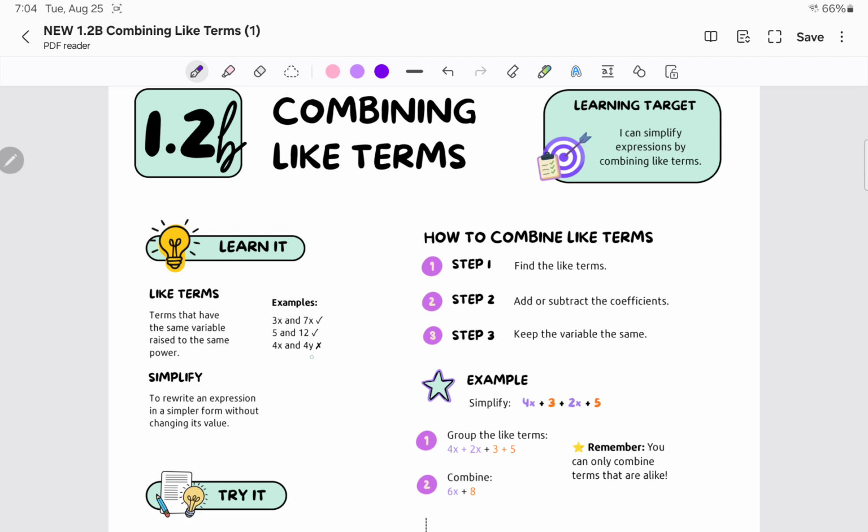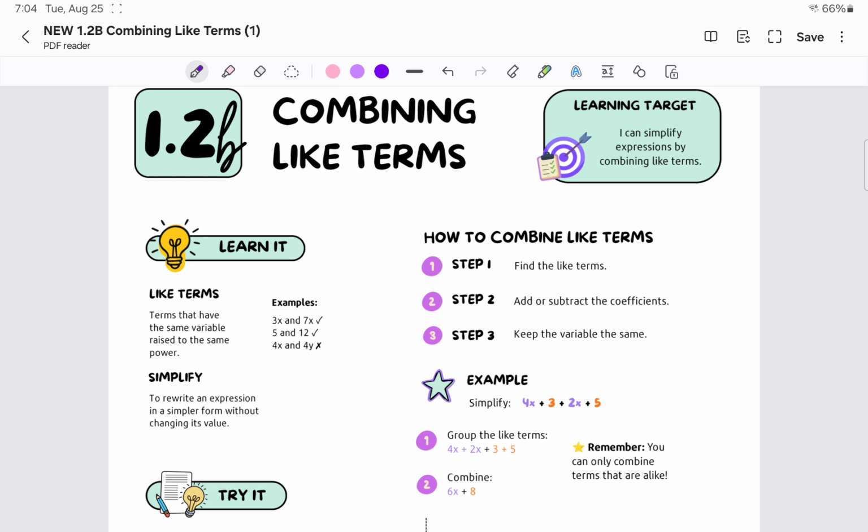Now, 4x and 4y, are those like terms? No, because the variable is different. See how one has an x, one has a y, so we cannot combine them. And now to simplify just means to rewrite an expression in a simpler form without changing its value. So we can simplify expressions by combining like terms.